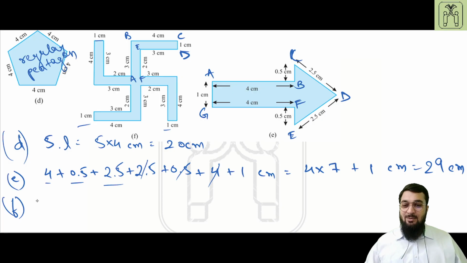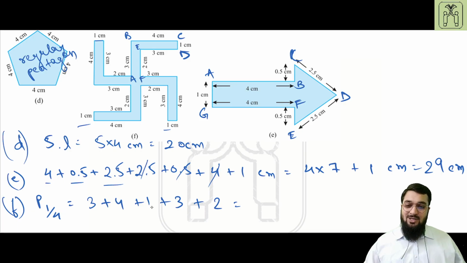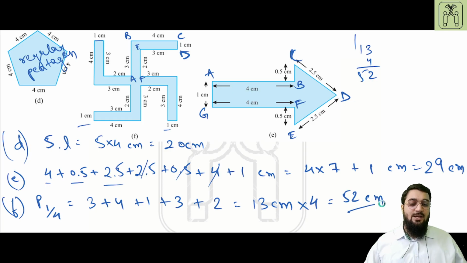So in order to find the perimeter of one part, the perimeter of 1 upon 4 will be AB, that is 3 plus 4 plus 1 plus 3 plus 2, and that is all. So 3 plus 4 is 7, plus 3 is 10, plus 1 is 11, plus 2 is 13 centimeters. And since it is only of 1/4, we will just multiply it by 4 and you will get the answer. 13 into 4, that is 4 threes are 12, 4 ones are 4 plus 1 is 5, that is 52 centimeters.